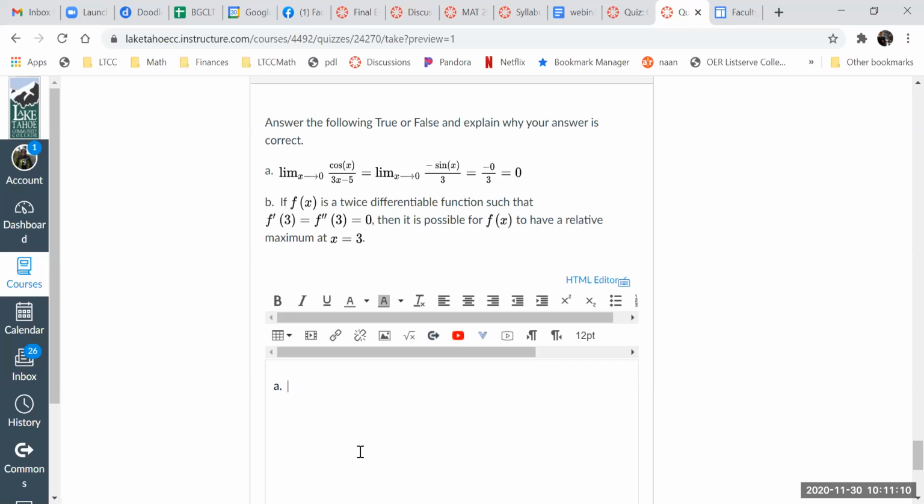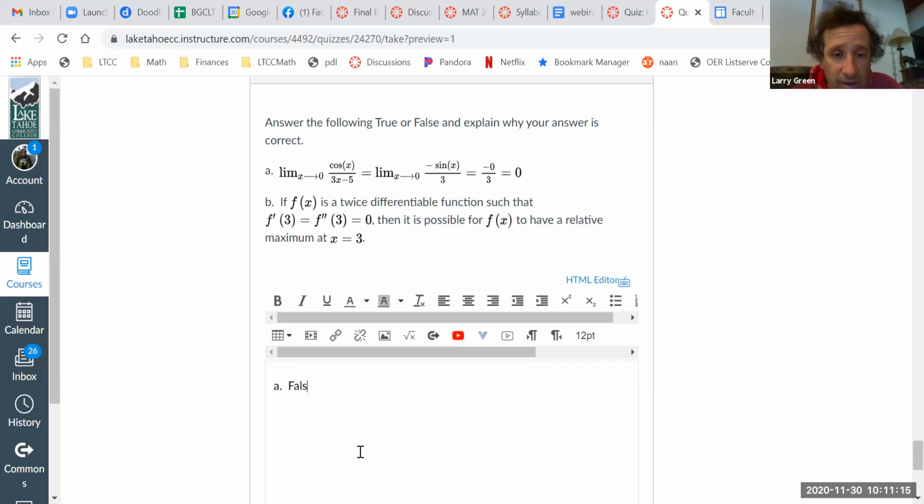It doesn't equal 0 over 0. Right. You can't use it, so it's false. Since you cannot use L'Hopital's rule if the limit is not 0 over 0 or infinity over infinity. Any questions on that?